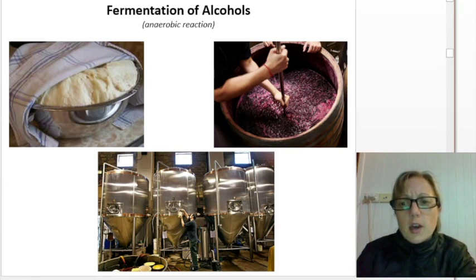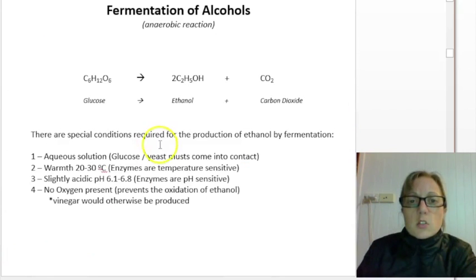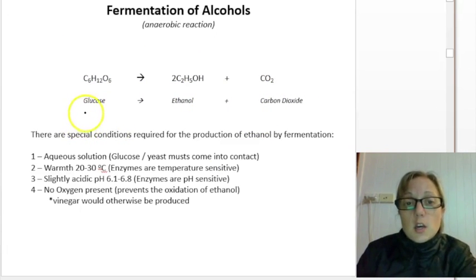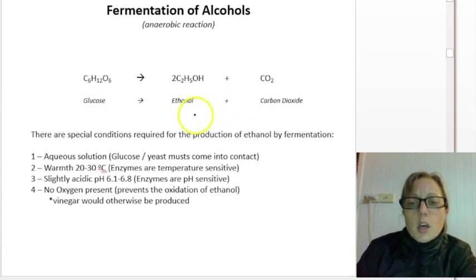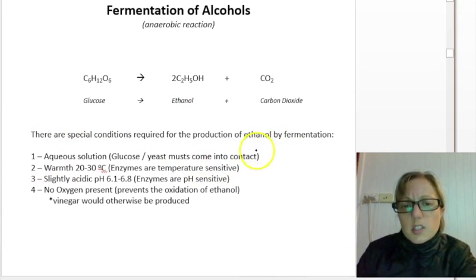But it still uses the same process to get the bread to rise. Alright, so let's take a look at the fermentation process in more detail. Fermentation is an anaerobic process, so throughout this process we're getting glucose converted into ethanol and carbon dioxide. Yeast is the enzyme that converts glucose into ethanol and carbon dioxide, and we need some particular conditions for this.